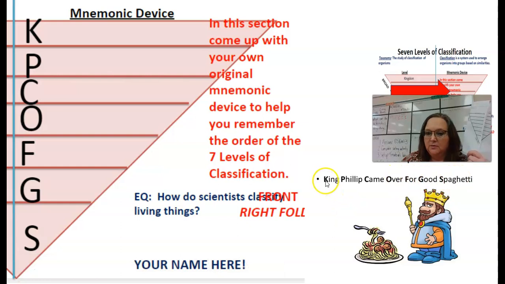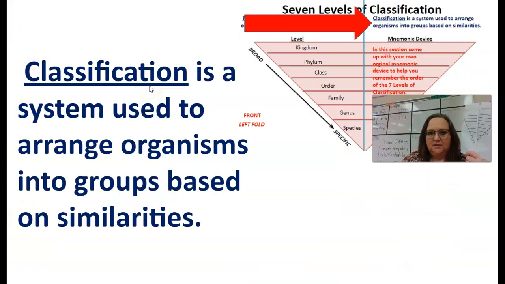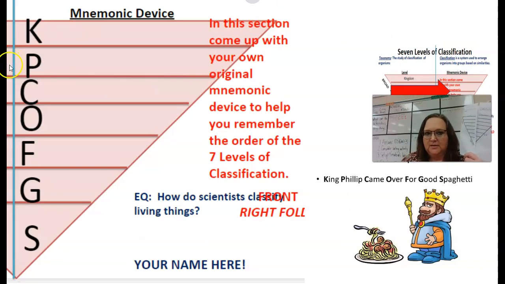So the K from kingdom, the P from phylum, the C from class, the O from order, the F from family, the G from genus, and the S from species. Your mnemonic device, you need to come up with. One year I had a student that came up with one that says, kids play constantly on Fortnite getting skins. That was how they remembered the order, kingdom, phylum, class, order, family, genus, species. So you need to come up with your own that's going to help you remember it, and you're going to write it in that space.